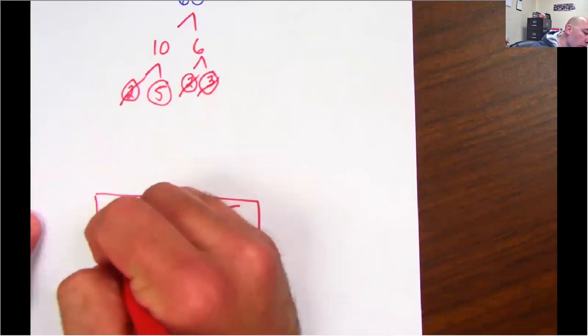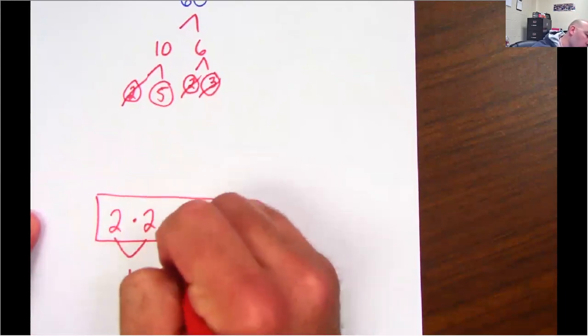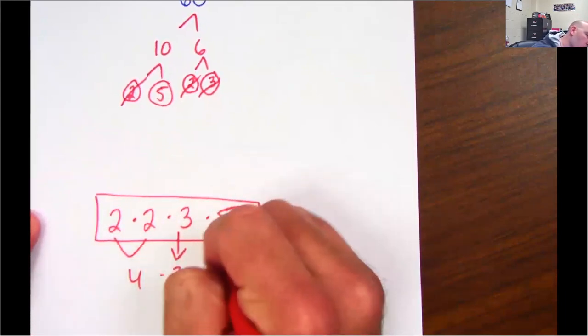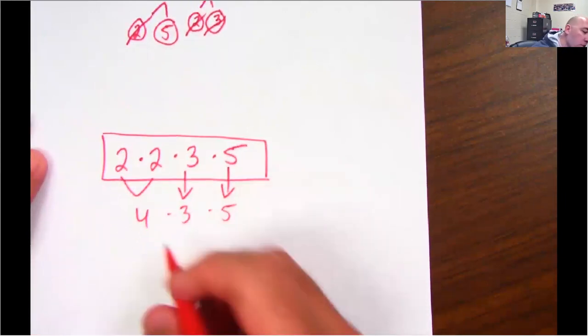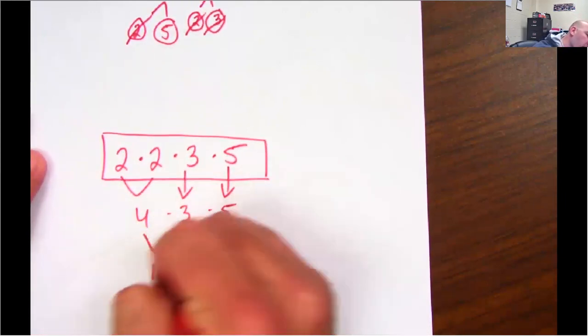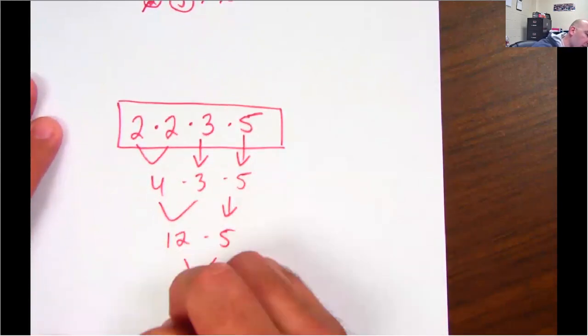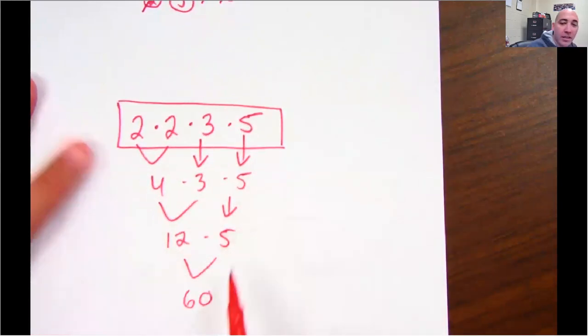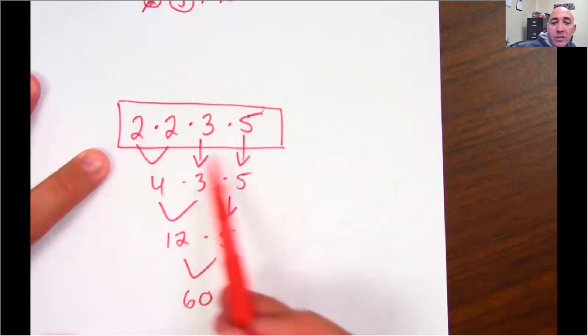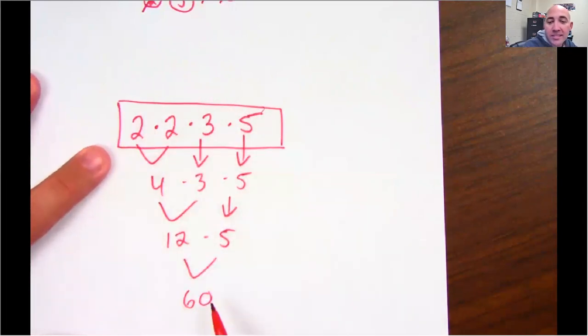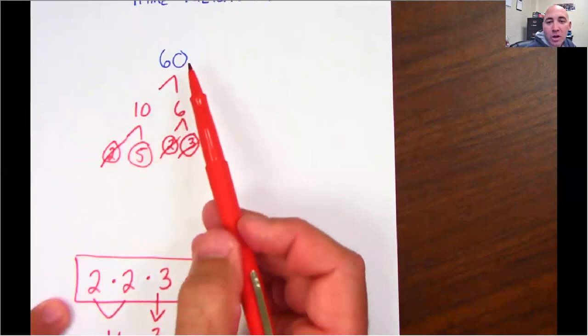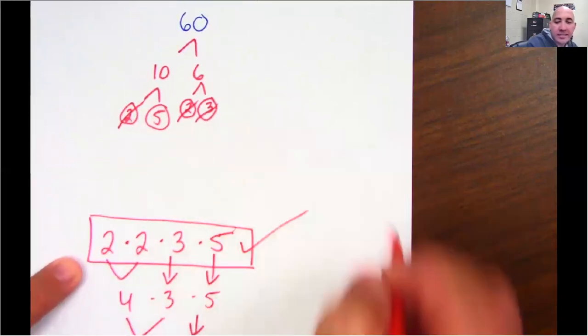2 times 2 is 4. 4 times 3 is 12. 12 times 5 is 60. Again, look at, here's my prime factors. It gave me 60, which is what I started with. So this is a good answer.